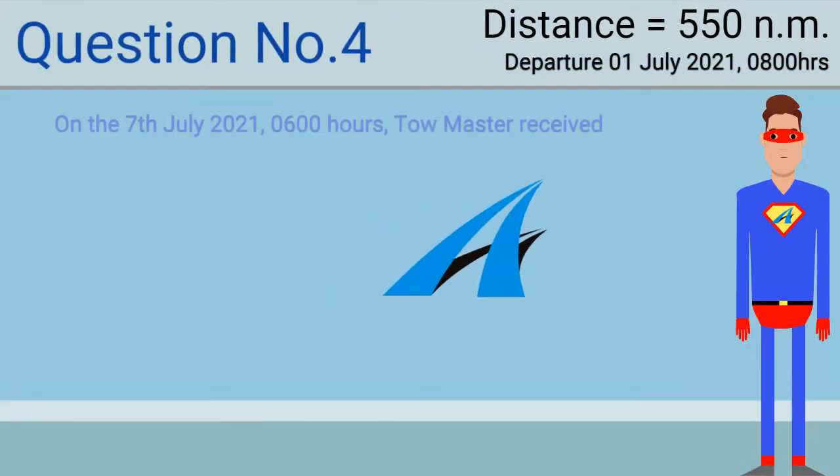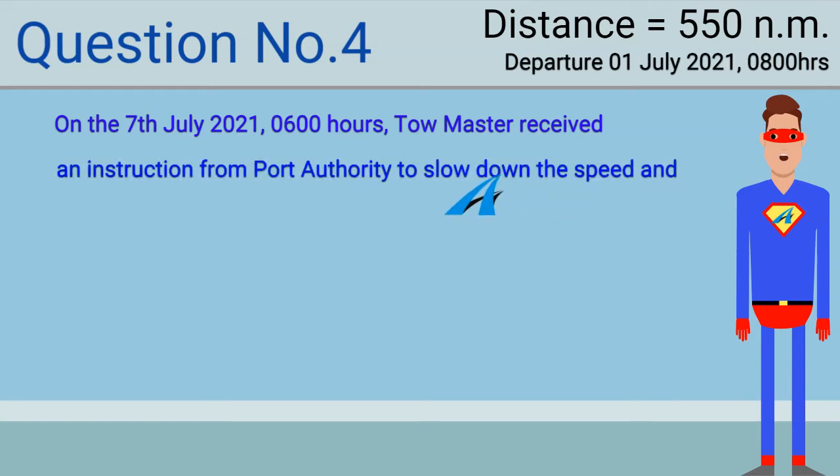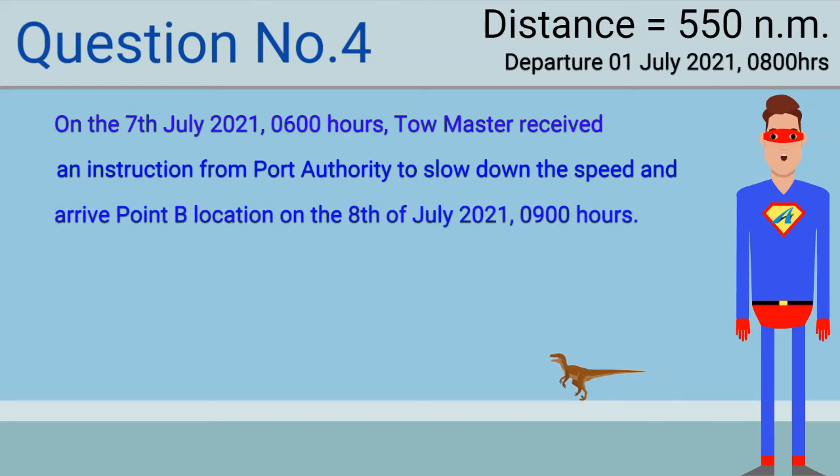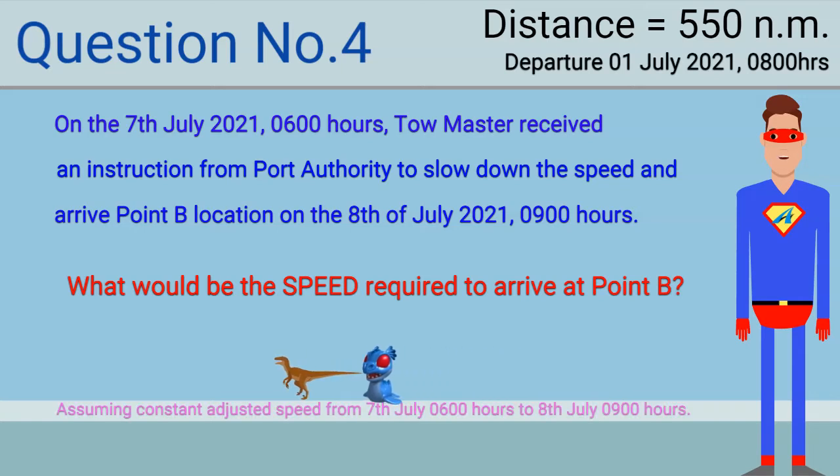Question number 4. On the 7th of July 2021, 0600 hours, towmaster received an instruction from Port Authority to slow down the speed and arrive point B location on the 8th of July 2021, 0900 hours. What would be the speed required to arrive at point B? Assuming constant adjusted speed from 7th of July 0600 hours to 8th of July 0900 hours.